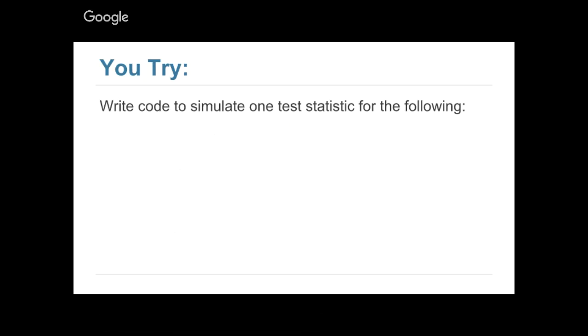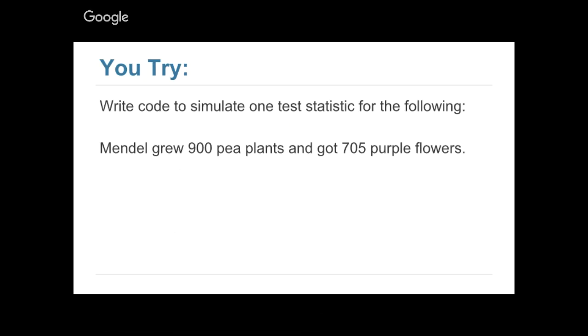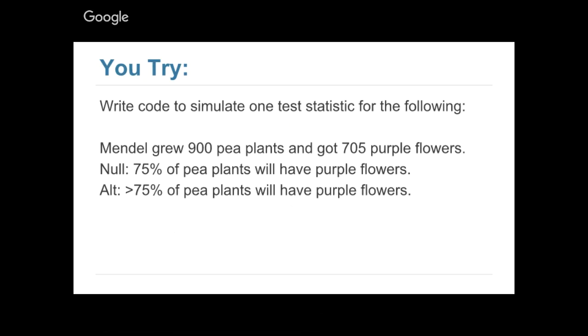Write the code to simulate one test statistic for the following null and alternative hypotheses. If Mendel grew 900 pea plants and got 705 purple flowers, my null in this case would be 75% of pea plants will have purple flowers. My alternative is that greater than 75% will have purple flowers. How would I write the code to simulate one draw? Try it out with your partner.